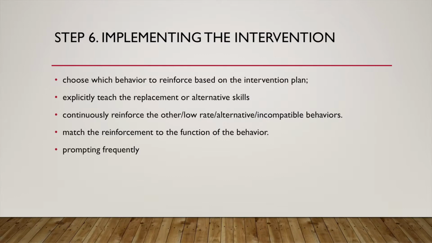So the sixth step would be how we implement the interventions. Of course, before the interfering behavior occurs, we should choose which behavior to reinforce based on the intervention plan, and explicitly teach the replacement or alternative skills. This may be done by using FCT, task analysis, graduated guidance, or direct teaching procedures such as DTT. For example, if the replacement behavior is requesting a break, the teacher may need to teach the learner how to request a break using a picture or scripts, etc.